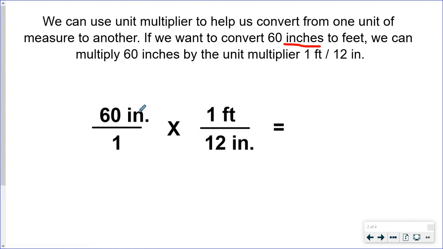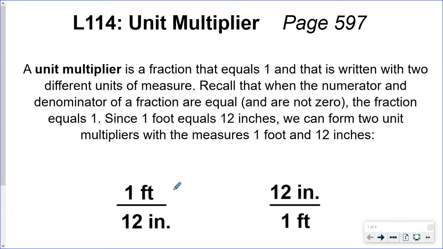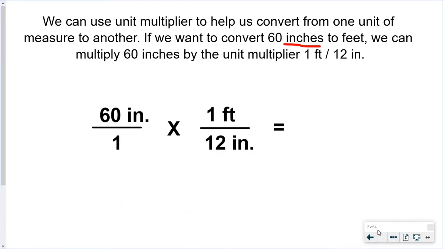Now, I want to get rid of the inches, and I want to change it to feet. So since I'm in inches right now, I'm going to go back here and select the unit multiplier that has the inches on the bottom, which is this one right here. So what I did here is, since inches is on top over here, I want to make sure the inches is on the bottom over here. And the reason why I want to do that is because I want these two to cancel each other out. And the only way you can cancel these out is if one is on top and one's on the bottom.